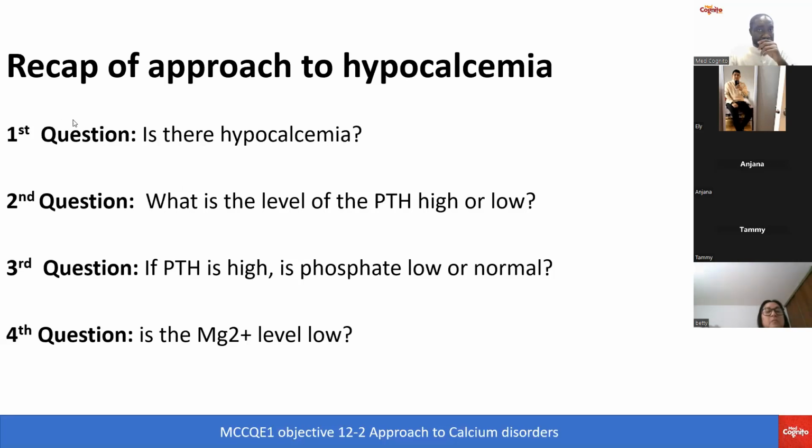Doctors, can I proceed? Parathyroid hormone levels should always come first. Okay, good.